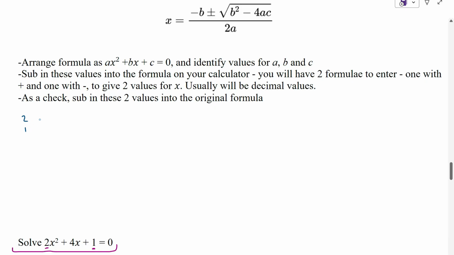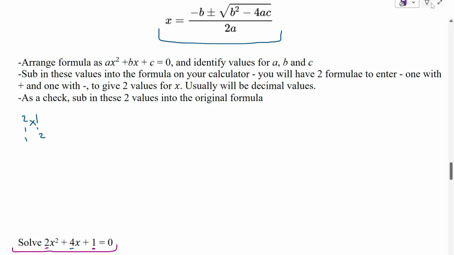2 and 1 for a, 1 and 1 for c. Now if we cross multiply, that gives us 1 and 2. Now, no matter which way I rearrange these numbers, I'm always just going to get 1 and 2, and that does not add or subtract to give us 4. So it's looking like this can't be factorized, okay? But we still need to solve and give the values for x. So this is where this equation comes in.